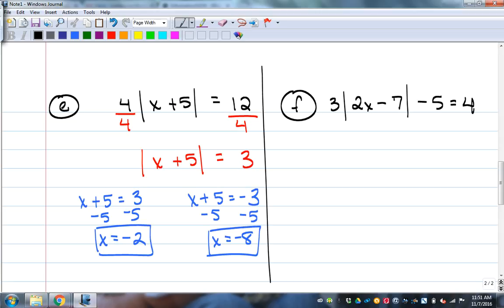3 times the absolute value of 2x minus 7, close the absolute value, then minus 5 is equal to 4. Is the absolute value part by itself? No. How do we get it that way? Yeah, we want to move the 5 first by addition. And then what? Divide by 3. 2x minus 7 equal to 3. Now what?